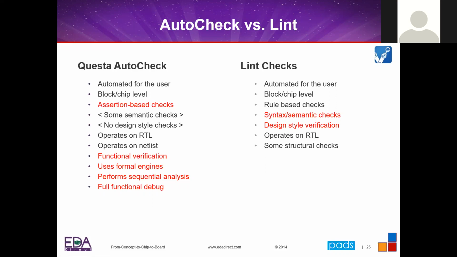But other than that, what Autocheck is doing is not only rule-based checks that are static, it's adding a temporal aspect, the timing aspect to that. So they're assertion-based. Assertion-based versus rule-based means that there can be a timing aspect, a protocol aspect that we add. And then we're using these formal engines to back up the analysis.